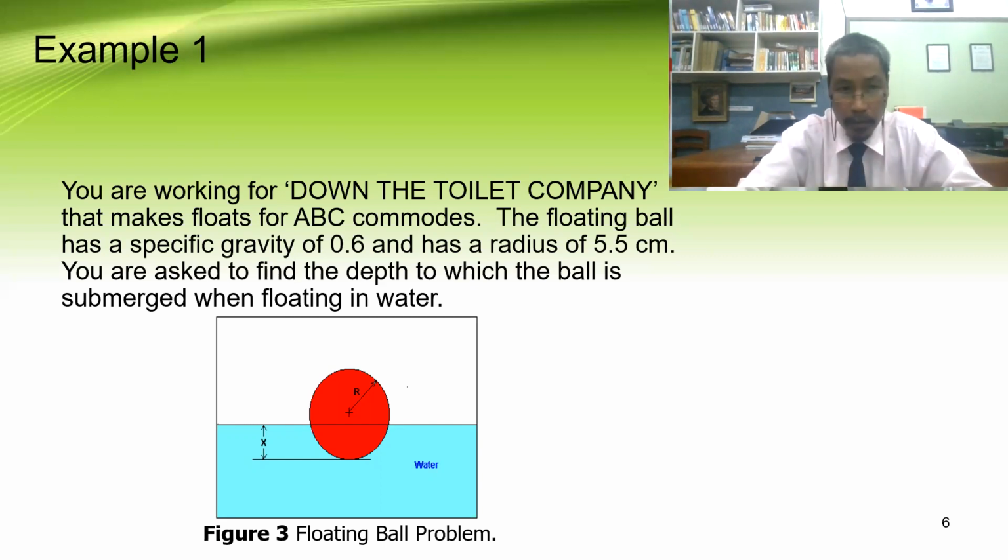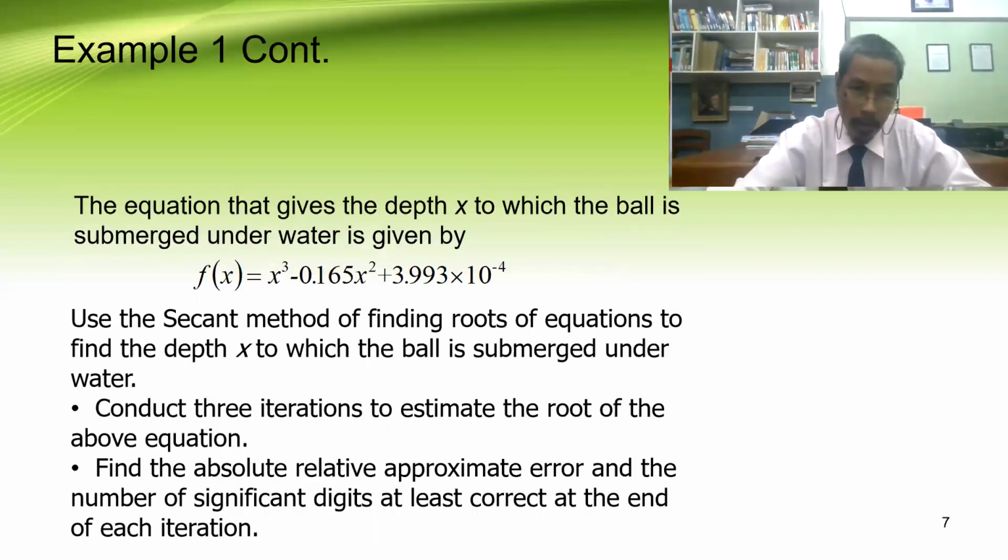okay? The floating ball has a specific gravity of 0.6 and has a radius of 5.5 centimeters. You are asked to find the depth to which the ball is submerged when floating in water. So this is the same example that we used in order to show the effectiveness of the bisection method and the Newton-Raphson method. So let us tackle the same problem.